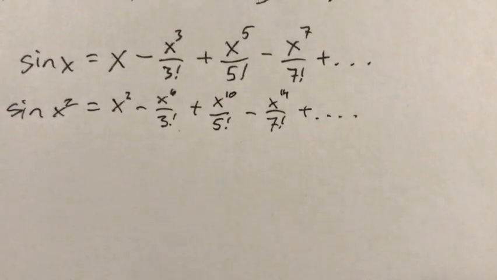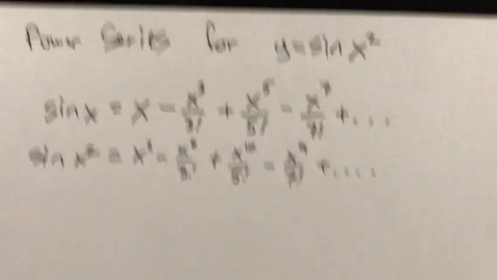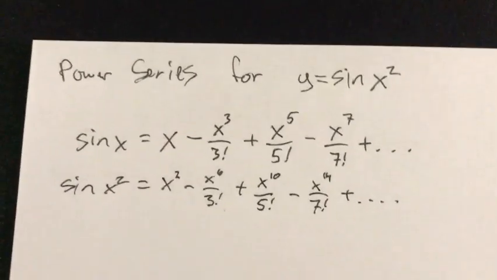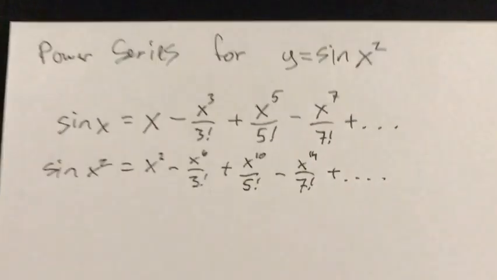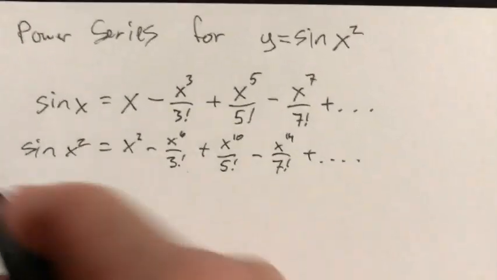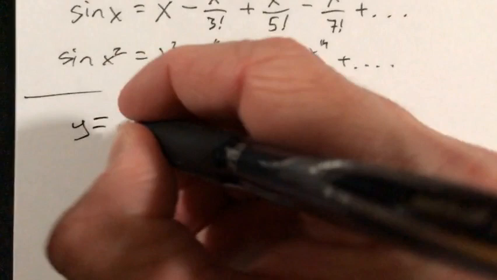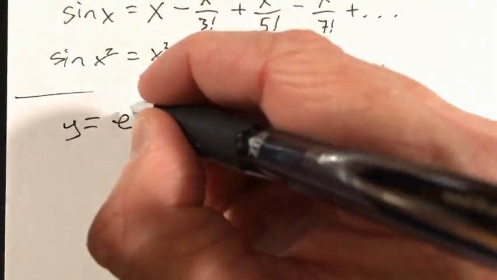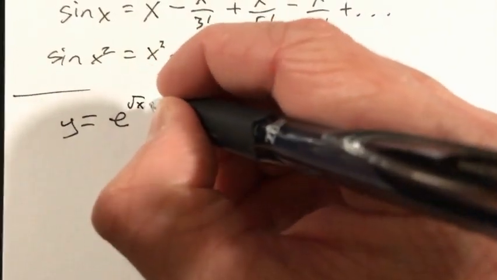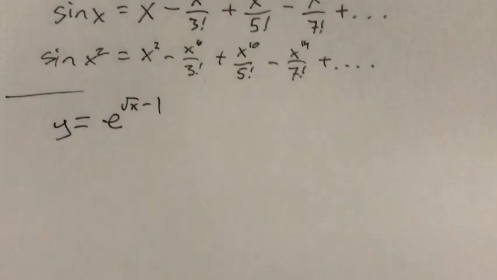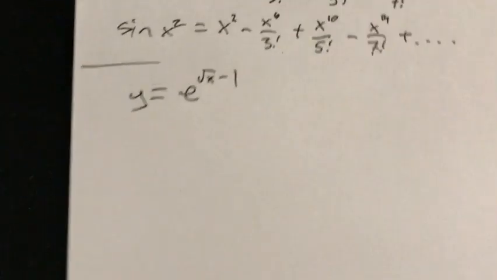I don't have my computer powered up. I guess we could plug this in Desmos and see what they look like, but it's going to converge pretty much like sine of x would have converged. So there's one quick example there. A similar example would be if I wanted to do something like y equals e to the square root of x minus 1. Well, same idea.